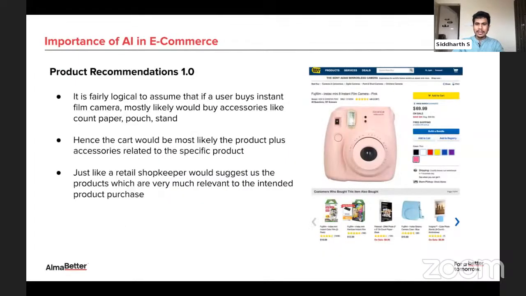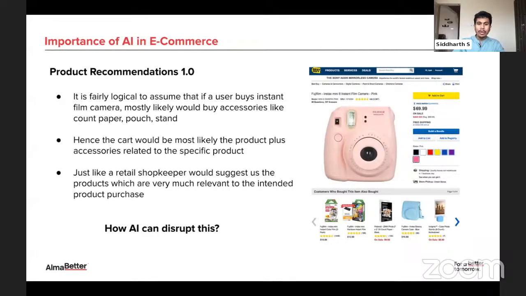Let's go to one of the first use cases, which is product recommendation. Suppose someone is buying an instant film camera. Most of you might know the instant camera, but if your friends are photographers, they would definitely know it. It is quite logical that if a person buys an instant film camera, they also need the paper, pouch, and stand. For this you don't need anything intelligent, it's like a normal retailer. Even on the website you can just show, buy this, buy that. This is what traditional e-commerce probably looked like.